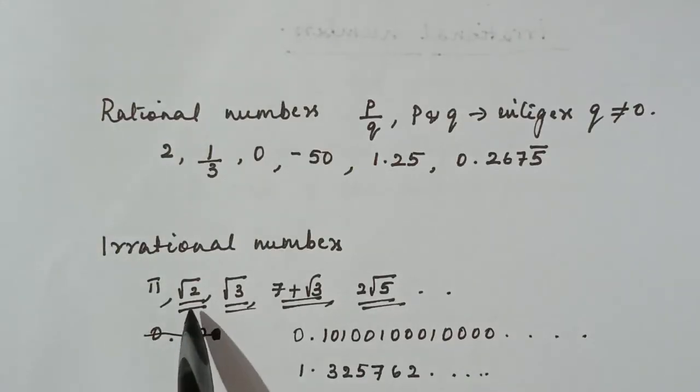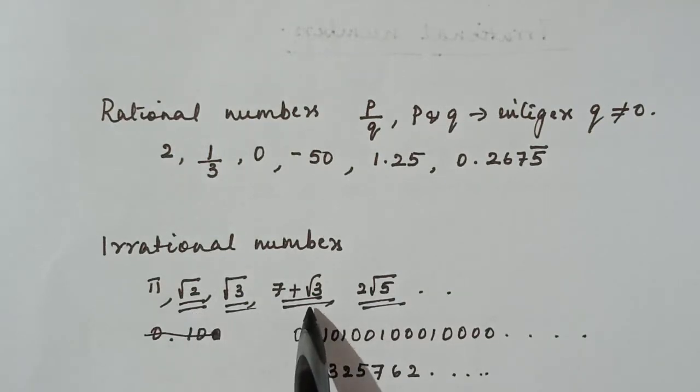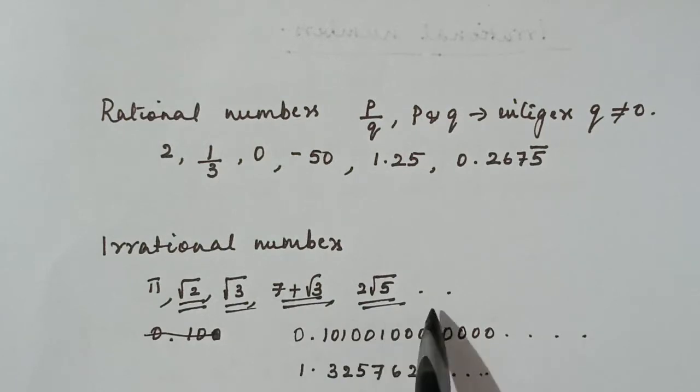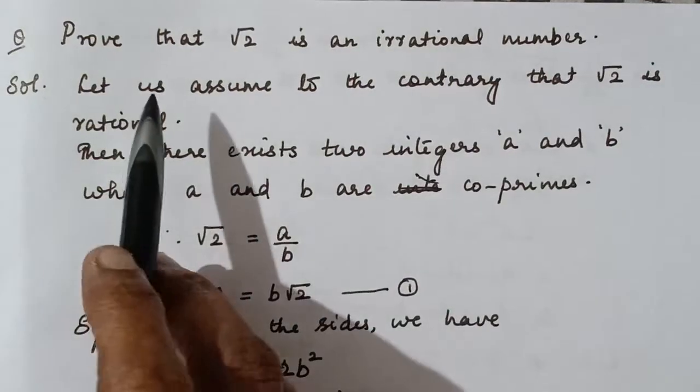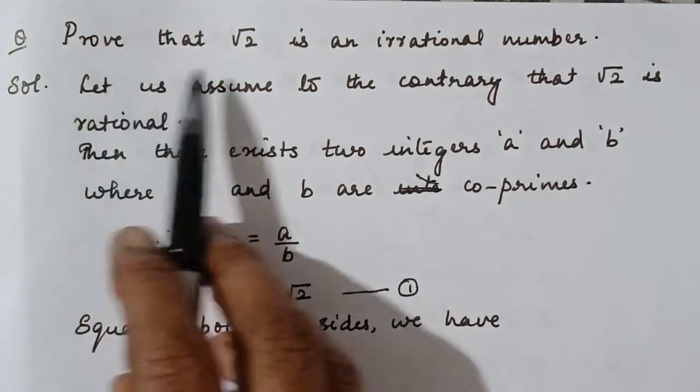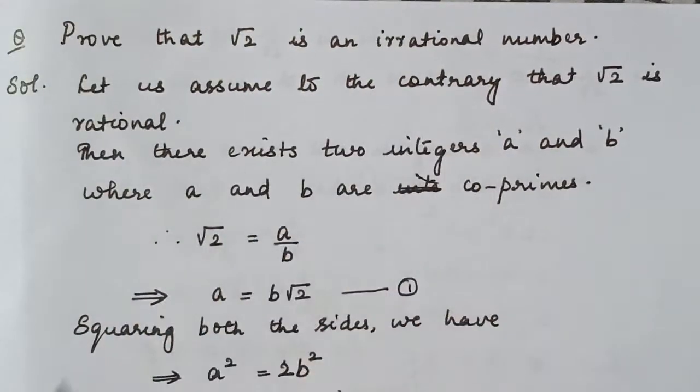So we know that root 2 is an irrational number. So today we will see how we can prove that this root 2, root 3, 7 plus root 3, 2 root 5, all these are irrational numbers. Here we have a question. Prove that root 2 is an irrational number.